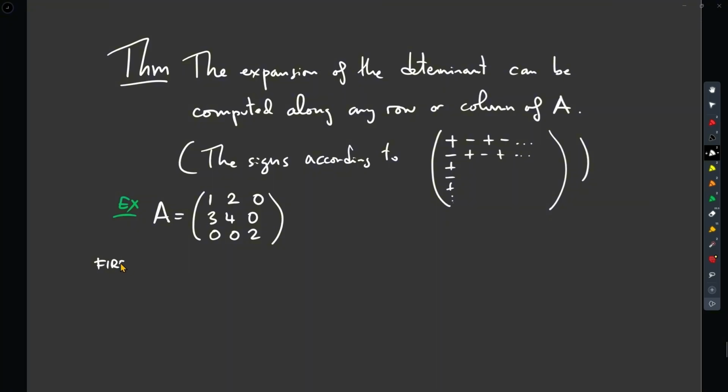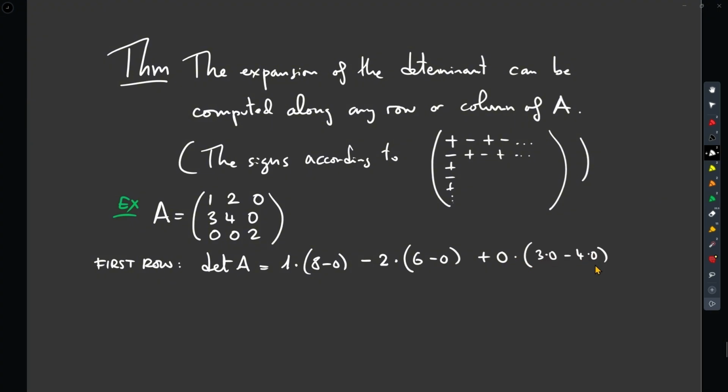So if I do it along the first row, which is the first definition we had, the determinant would be 1 times (8 minus 0), minus 2 times (6 minus 0), plus 0 times (3 times 0 minus 4 times 0). What's that total? That would be 8 minus 12 and then 0. So 8 minus 12, I get minus 4 as my answer.